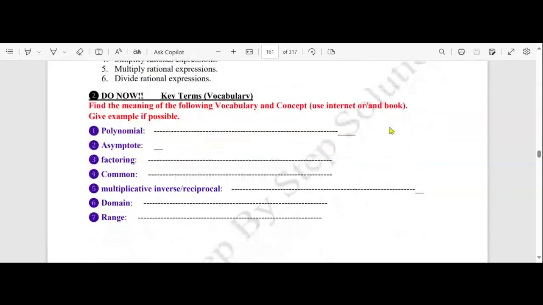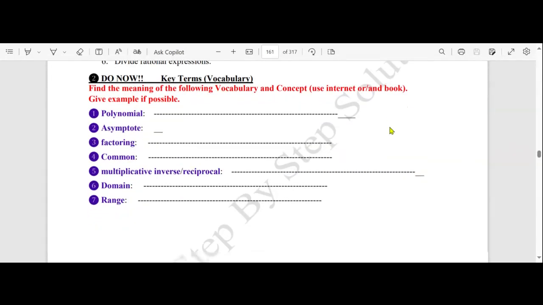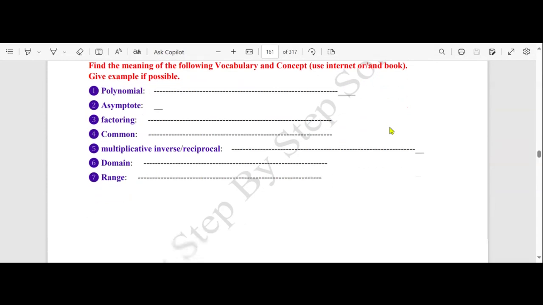Okay, we have keywords here. You need to look for their meaning. Polynomial, asymptote, factoring, common, multiplicative, inverse, reciprocal, domain, and range. Search on the internet or in the book to find their meaning.